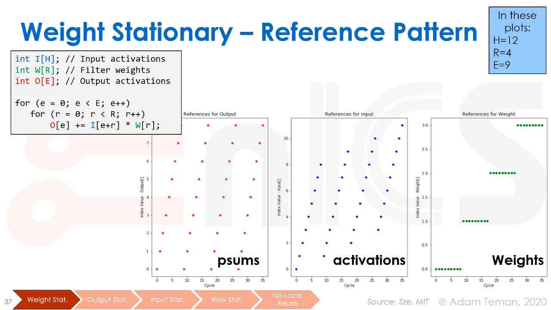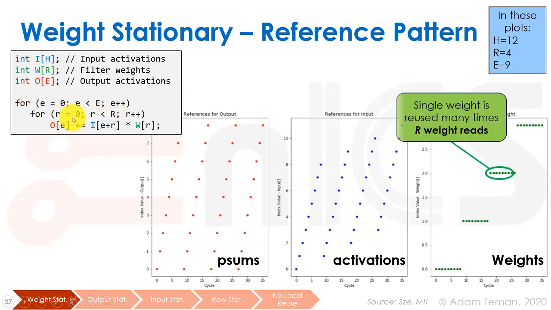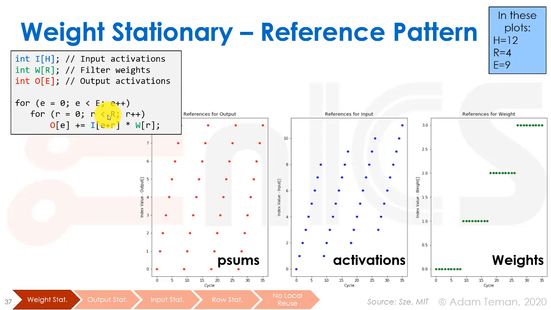So we can look at these plots that show the reference pattern that we've been using. These are plotting this pseudocode over here that we have. So we have input activations of size H, filter weights of size R, and output activations of size E. And we're going over these loops that are running through our code, calculating the output, which is weight times the filter.